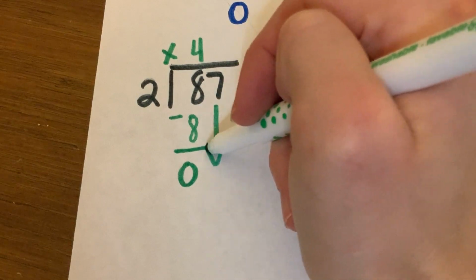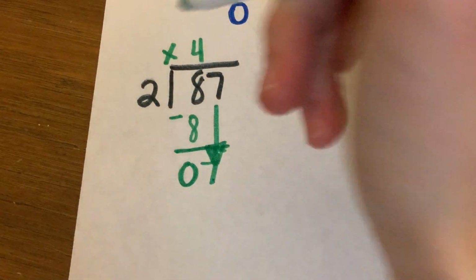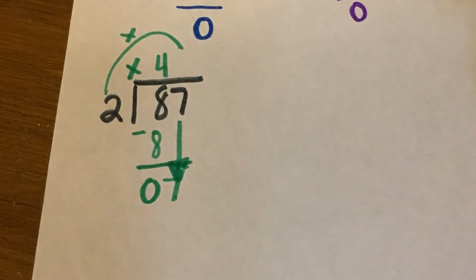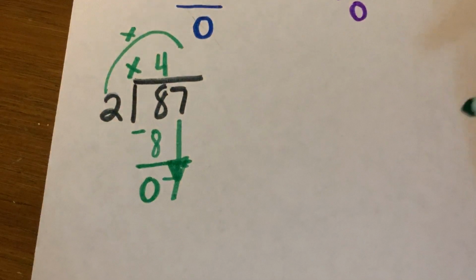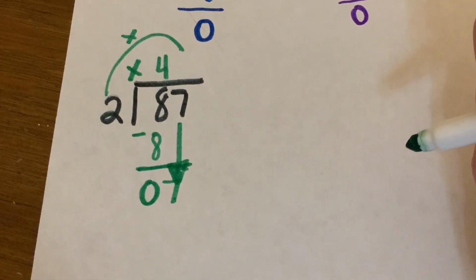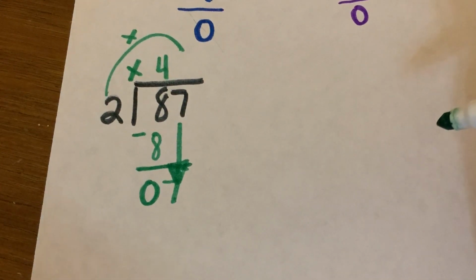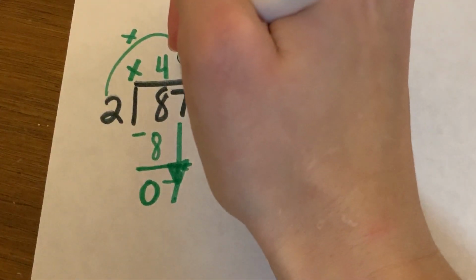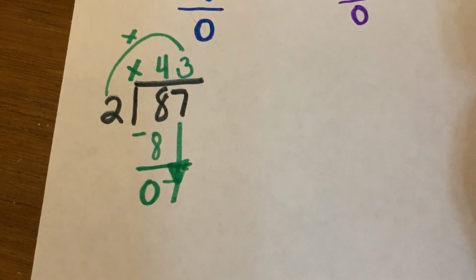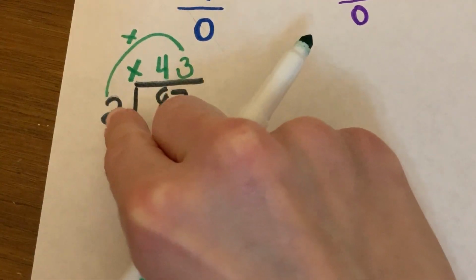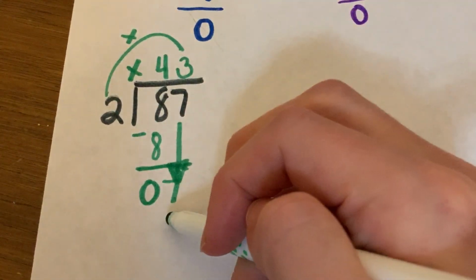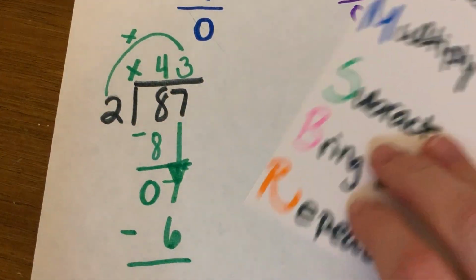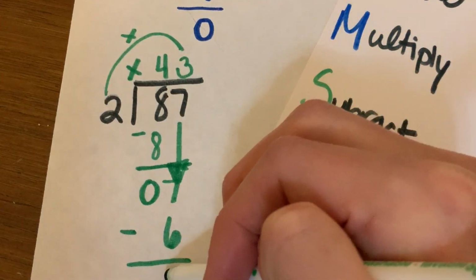Next, I'm going to bring down the 7. 2 times what gives me 7, or as close to 7 as possible? Now, this is where it starts to be a little bit different. Nothing gives me 7 exactly when I multiply by 2. So 2 times 3, though, gets me as close as possible. So 2 times 3, the answer is going to go right here. That's 6. Then I'm going to subtract like I do, and I get 1.